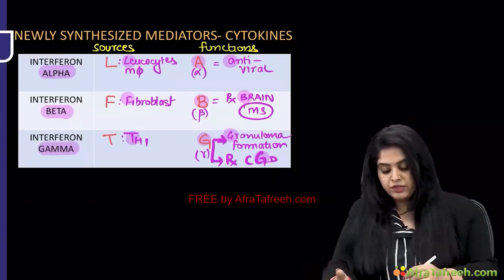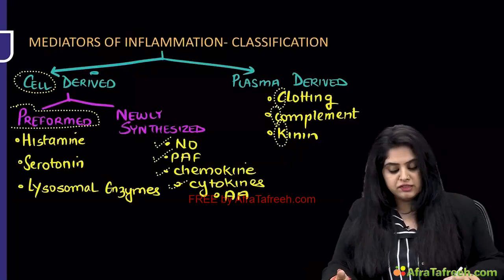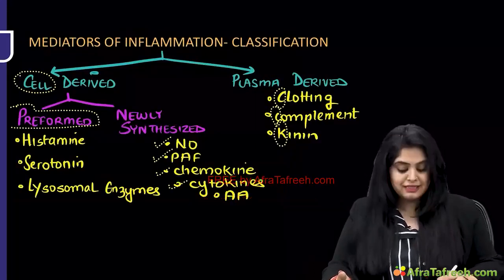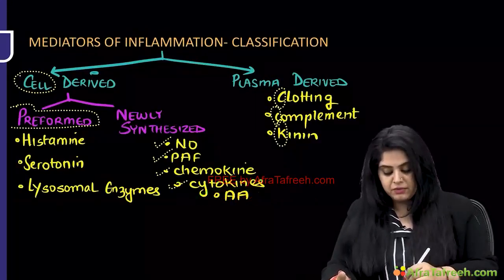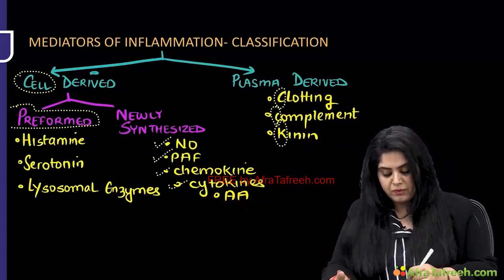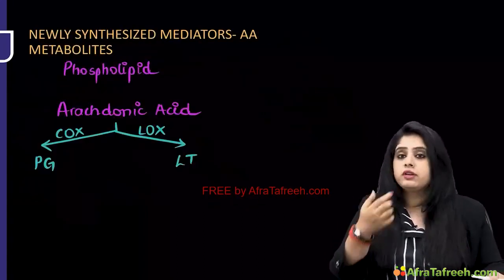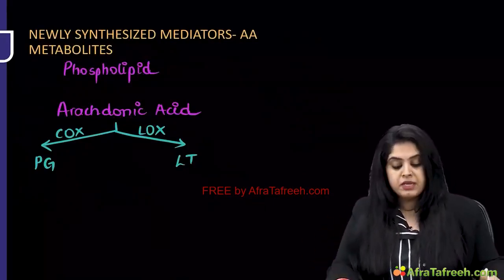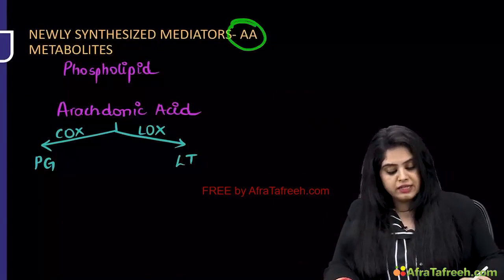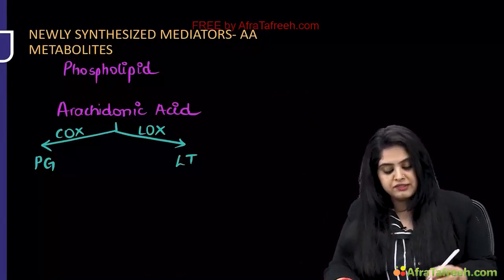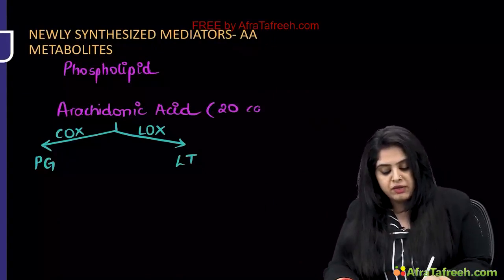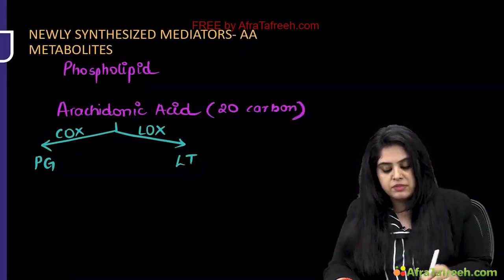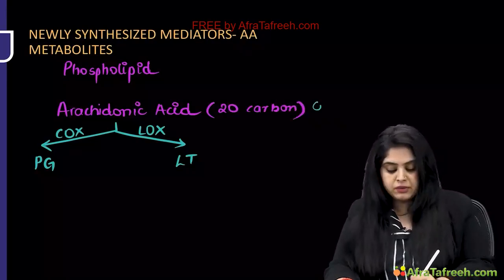On that note, you will realize that all of your mediators are almost done. The only newly synthesized mediator left now is the arachidonic acid metabolite, which you anyway study so many times. If you pick up your pharma, micro, medicine, path, biochem, everywhere this is going to come. So please note, firstly, arachidonic acid. When I talk about arachidonic acid, I think everyone knows from biochemistry, it's a 20 carbon compound. Yes, previous year question in biochem.